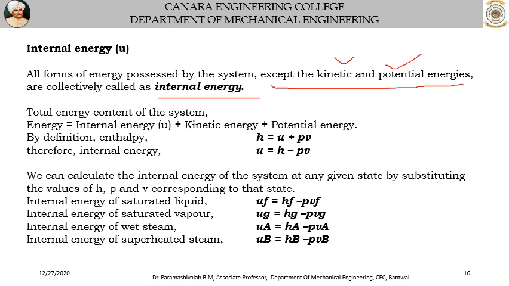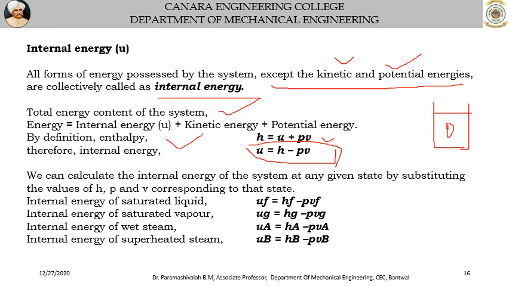So the total energy content of a system, if you consider any substance at some state, a fluid, is equal to internal energy plus kinetic energy plus potential energy. By definition, enthalpy H is equal to U plus PV. Therefore, internal energy U is equal to H minus PV. I hope you studied all these things in your pre-degree courses. You are familiar with all these things.